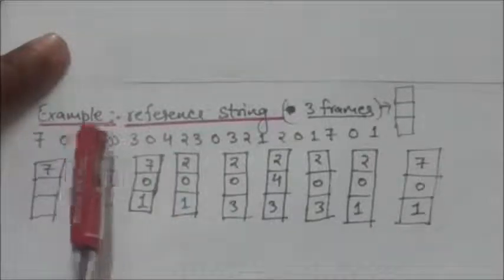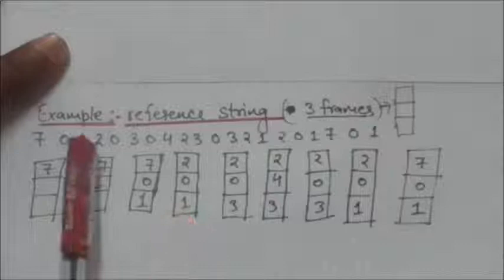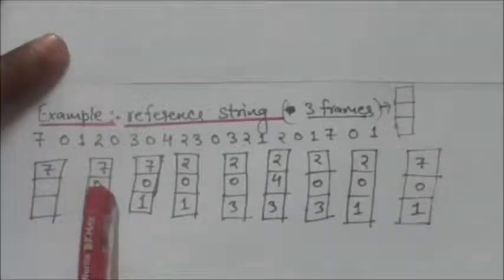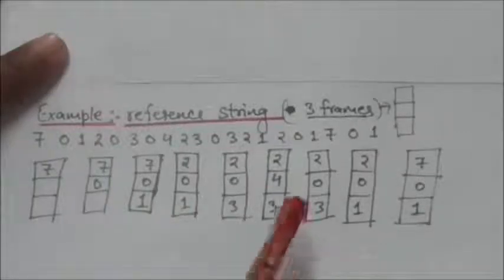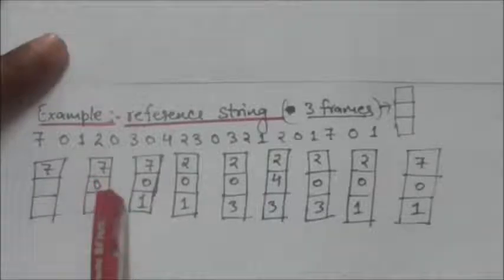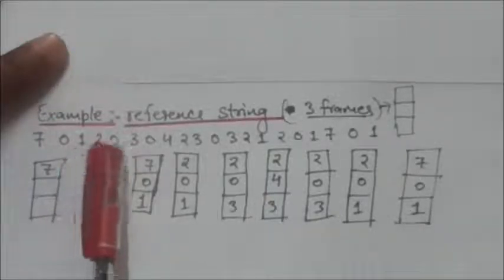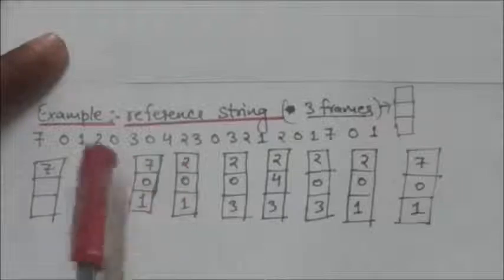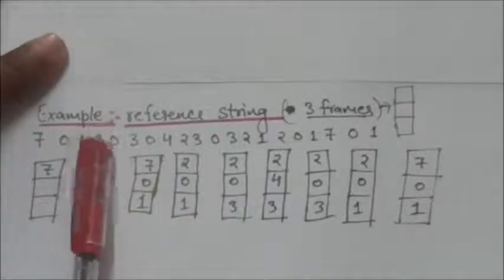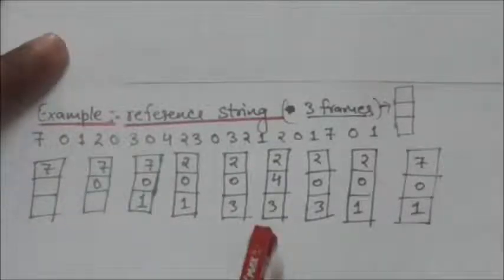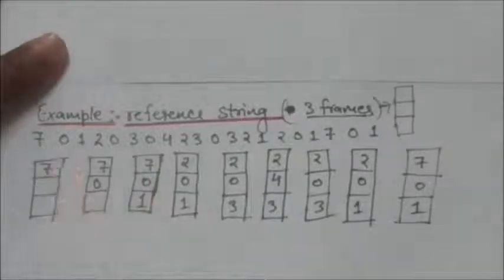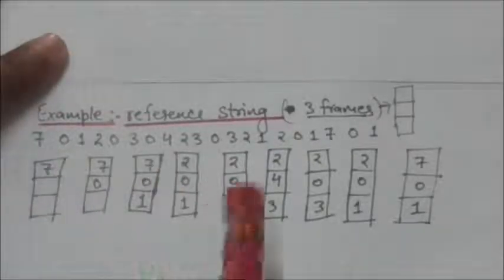It will be stored in a free frame, right? Now the next reference is to page number 1. Page number 1 is not available in main memory, so again there will be a page fault, and this page number 1 will be brought in main memory and stored in this frame because one frame is free. Now see the next reference is to page number 2. Page number 2 is not in main memory, so there will be a page fault.